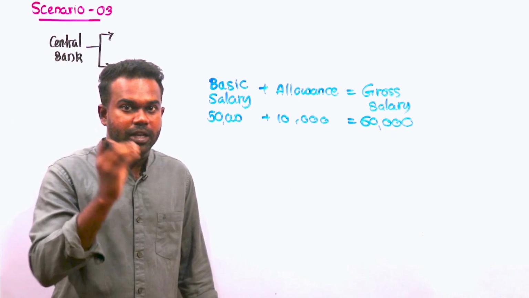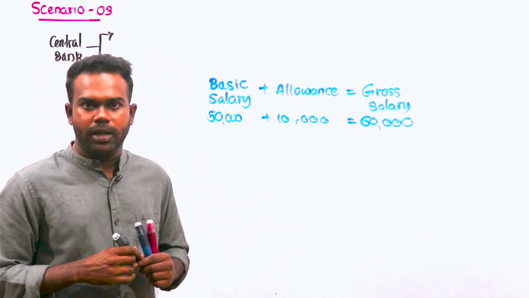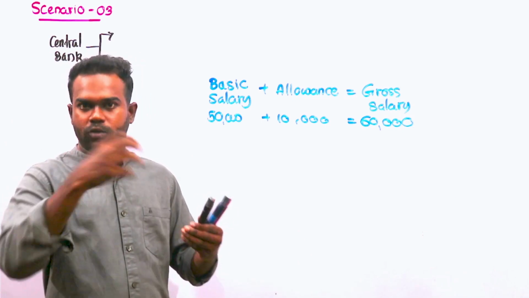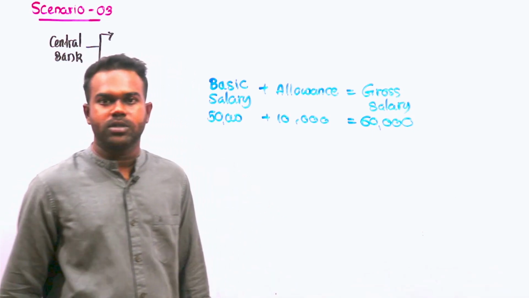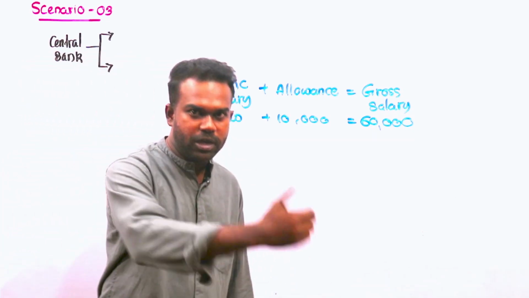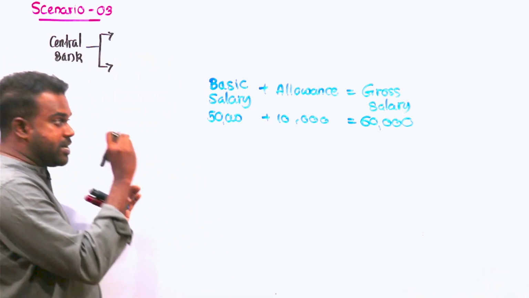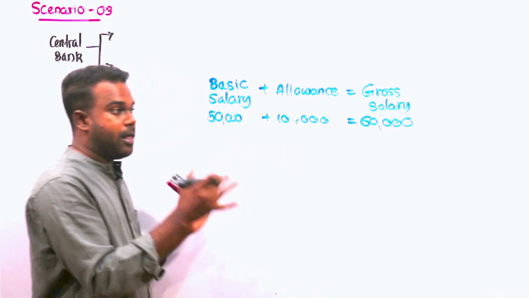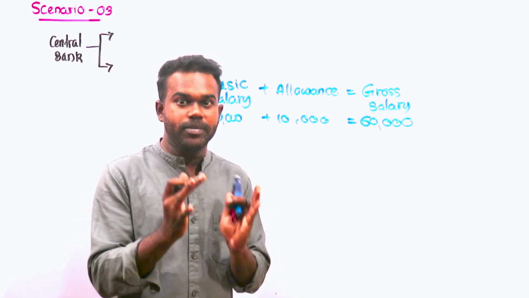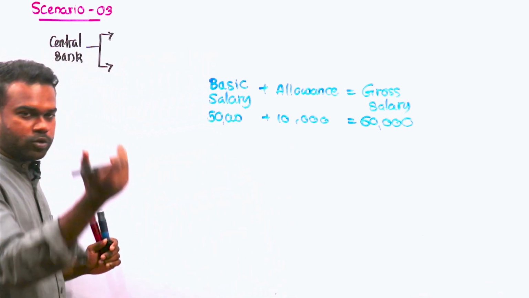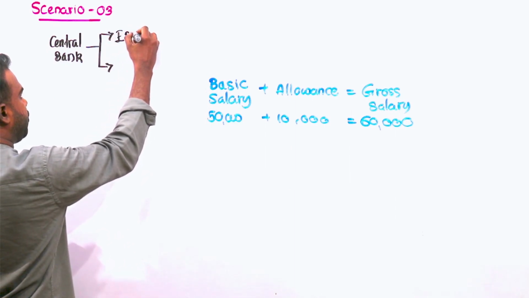Then the employee's contribution goes to the fund. The government says, okay, in addition to that employee contribution, please provide some amounts to the government from the business. From the business, there is also a contribution to the EPF fund.